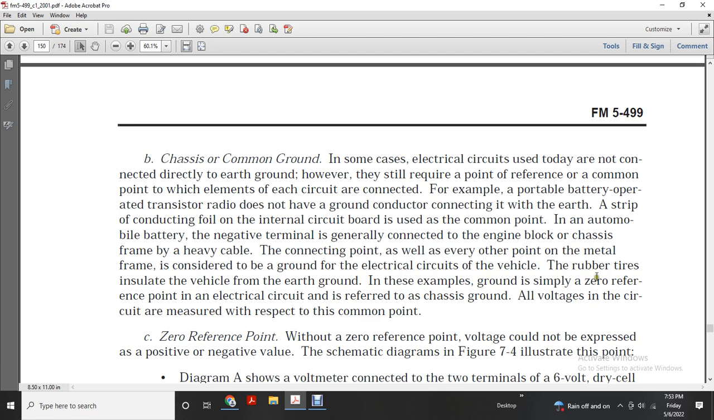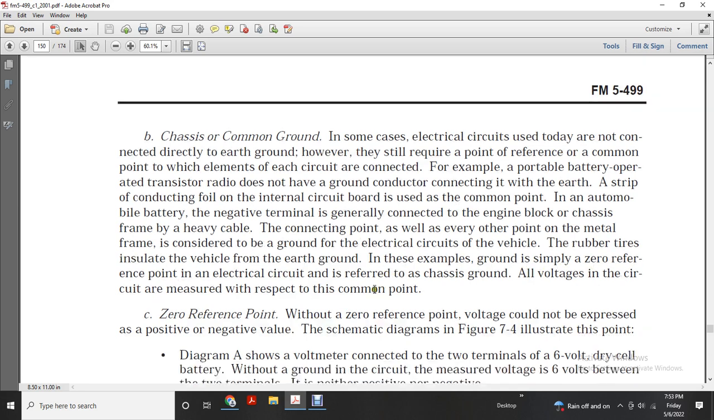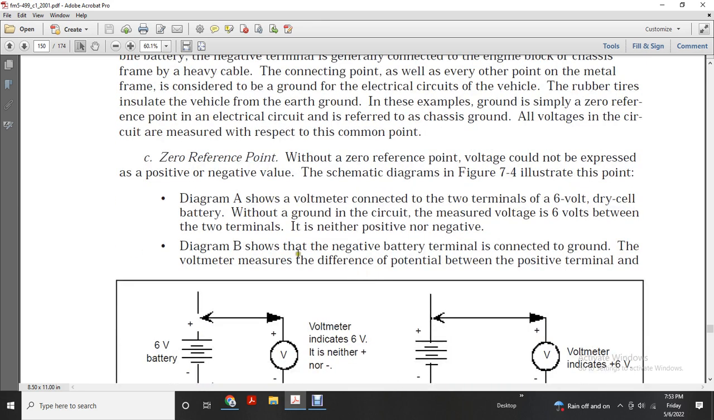In these examples, the ground is simply a zero reference point for the electrical circuit, referred to as the chassis ground. All voltages in the circuit are measured with respect to the common point. Without a zero reference point, voltage cannot be expressed as positive or negative. The schematic diagram 7.4 illustrates this point. Diagram A shows a voltmeter connected to two terminals of a 6-volt dry cell battery without a ground. In this circuit, the measured voltage of 6 volts between the two terminals is neither positive nor negative.